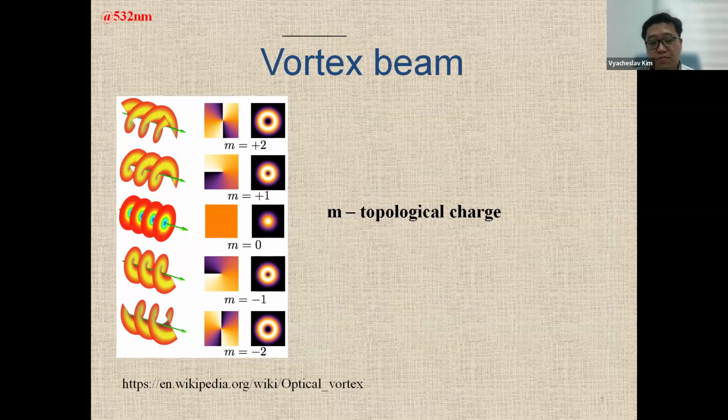The most common type is the Gaussian beam, where you have a Gaussian distribution of intensity, and the wavefront also has a Gaussian shape. But in the case of vortex beams, there is an additional degree of freedom. It's called topological charge.